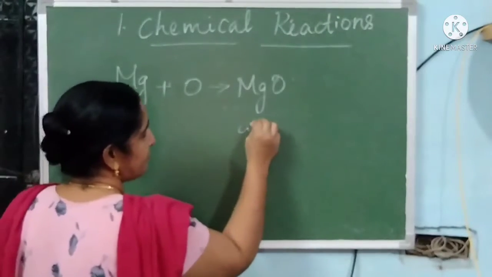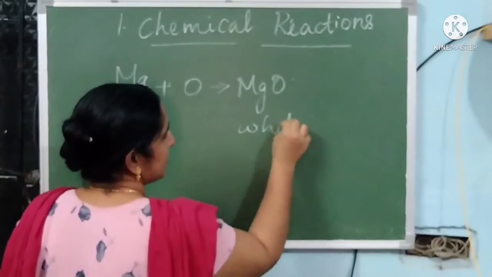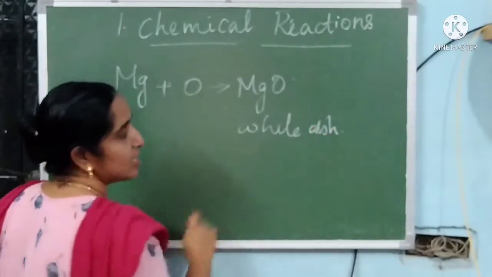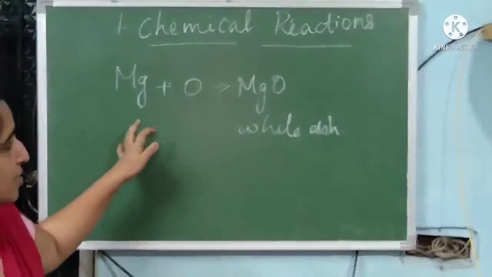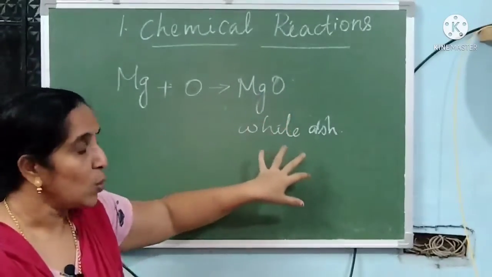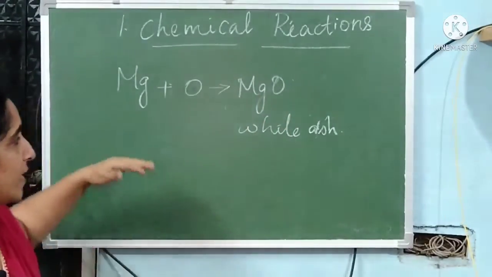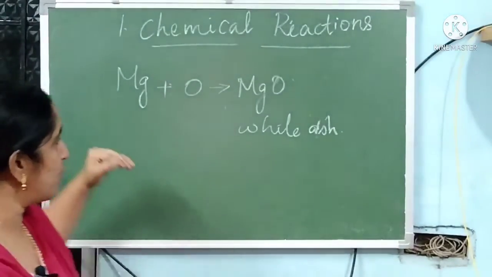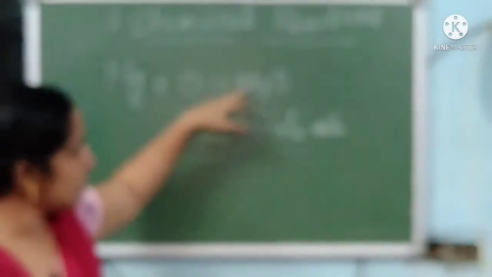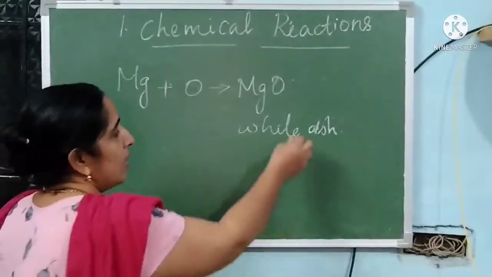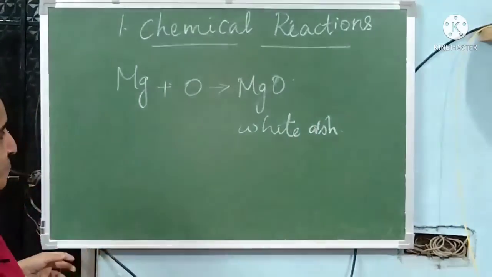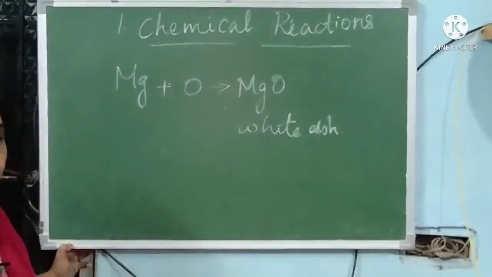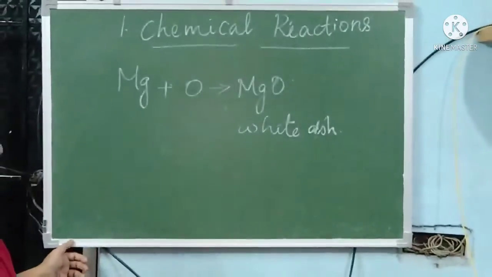White ash will be formed. The color of the magnesium oxide is white. When it burns, it produces dazzling flames, and the product will be magnesium oxide, that is also a white ash. So magnesium is a ribbon-like metal.